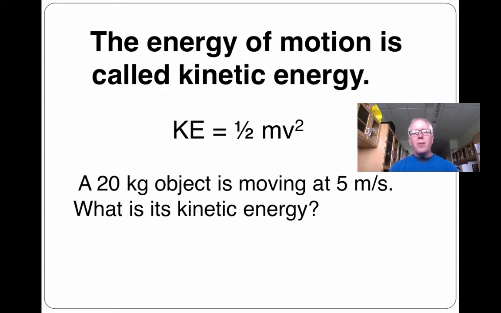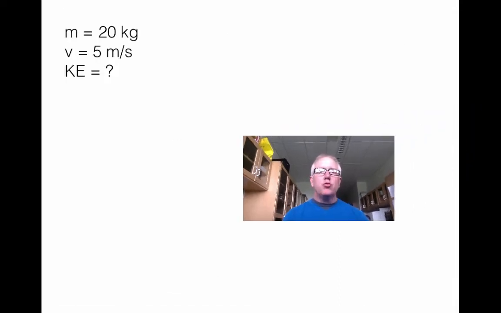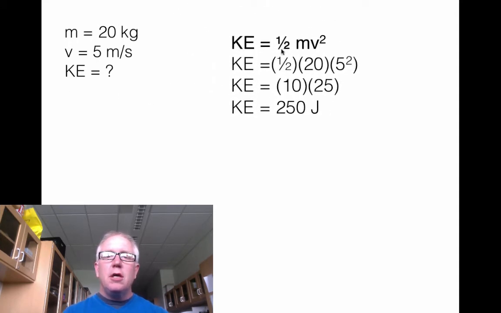All right, welcome back. The answer I got was 250 joules. Is that what you got? Well, here's my work for it. As usual, we identify the information. There's my mass and my speed. I'm looking for the kinetic energy, and here is the formula. So I'm plugging in my variables. Here I've taken the 1/2 of the 20 to get the 10. 5 squared is 25. And so I came up with 250 joules.